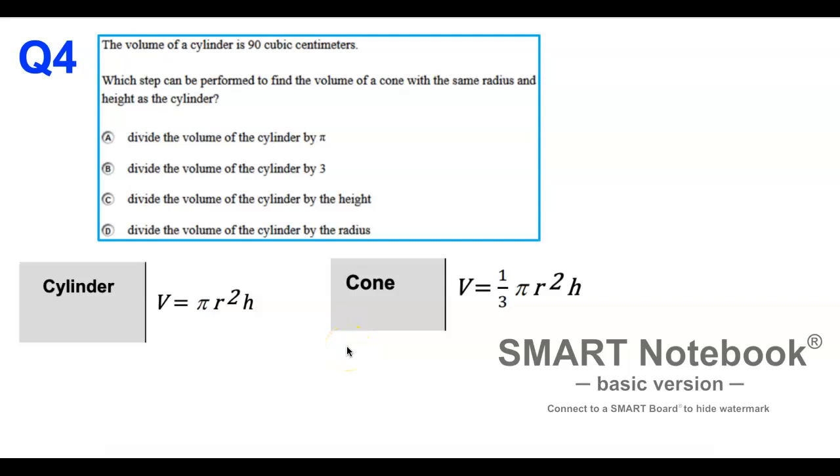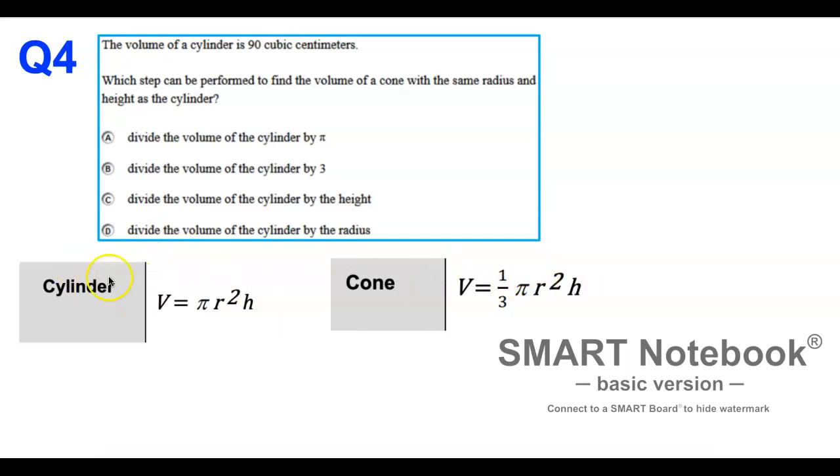for a cone, these are directly from your state test reference sheet. So that state test reference sheet, these formulas are on the back of it. If we look, the volume of a cylinder is equal to pi times the radius squared times the height. The volume of a cone is equal to 1/3 times pi times the radius squared times height.